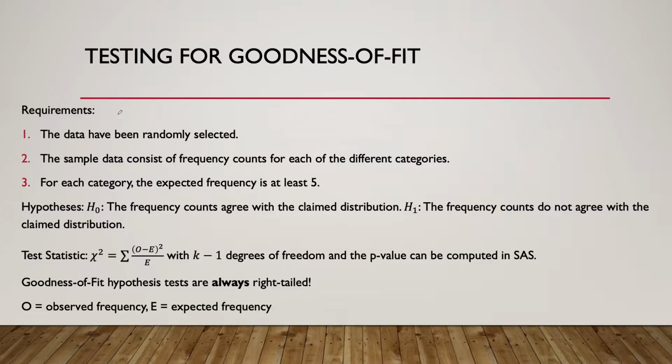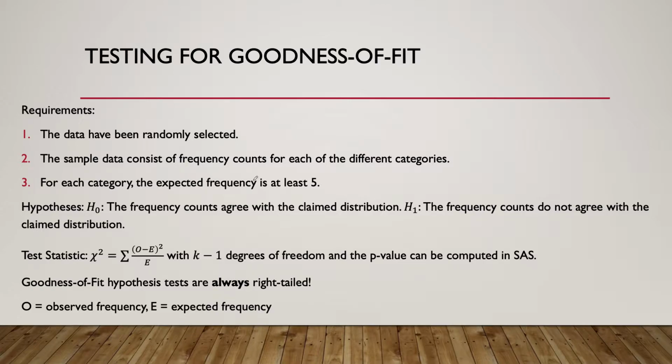The requirements of this test: the data have been randomly selected. The sample data consists of frequency counts for each of the different categories. For each category, the expected frequency is at least 5. For the hypothesis test, the null hypothesis is that the frequency counts agree with the claimed distribution, and the alternative is that the frequency counts do not agree with the claimed distribution.